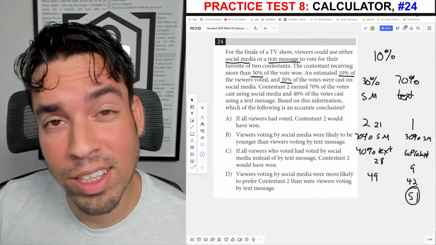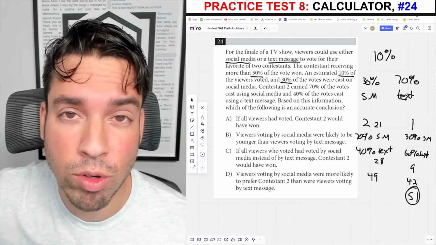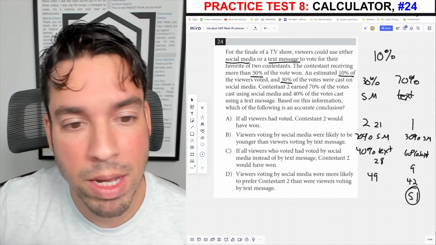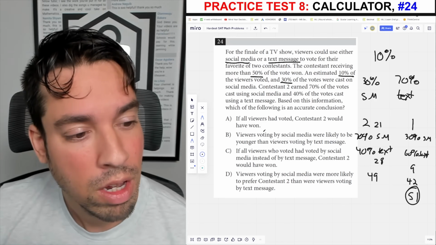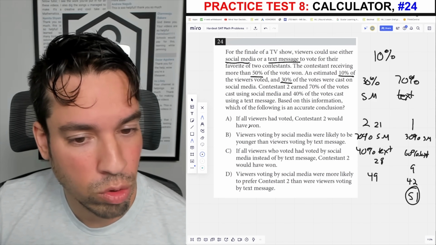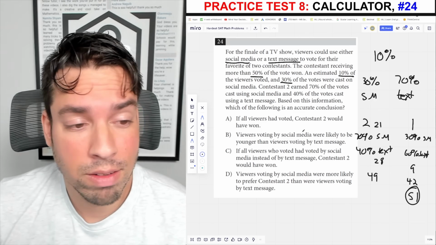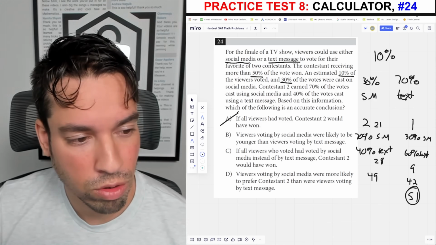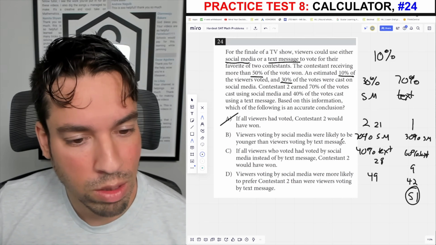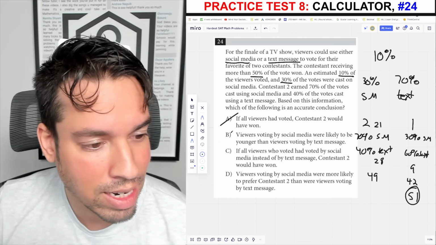Now, normally in a question like this, we'd have some idea of if there's a problem with the surveying method or voting method. I don't really see one yet, so let's just jump into the options. If all viewers had voted, contestant 2 would have won. We have no idea of that because they didn't tell us anything about the remaining 90% of people that didn't vote, so no way. Viewers voting by social media were likely to be younger. They didn't say anything about age.